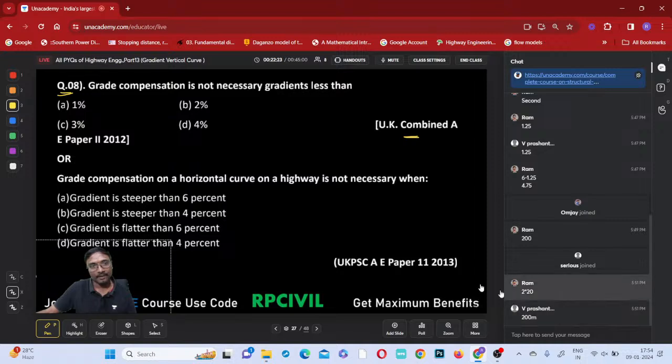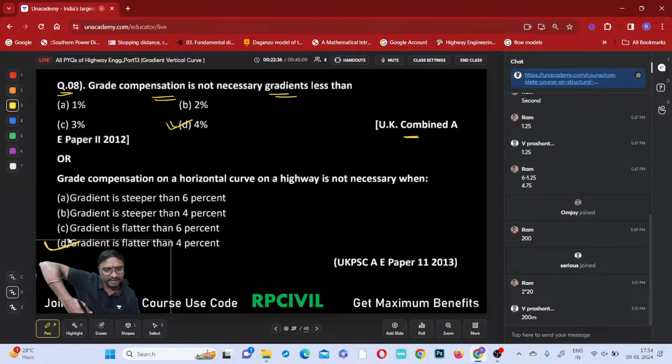Now, grade compensation is not necessary for gradients lesser than which one? This is 4%, yes. So generally what are we doing? Whenever a curve is there, there is curve resistance, and along with that, if a gradient is there, grade resistance. Both resistances are there. We cannot increase the radius of the curve, so we keep the curve as it is. But the gradient we can decrease, by providing filling or by cutting operation, and the grade resistance will reduce, right?